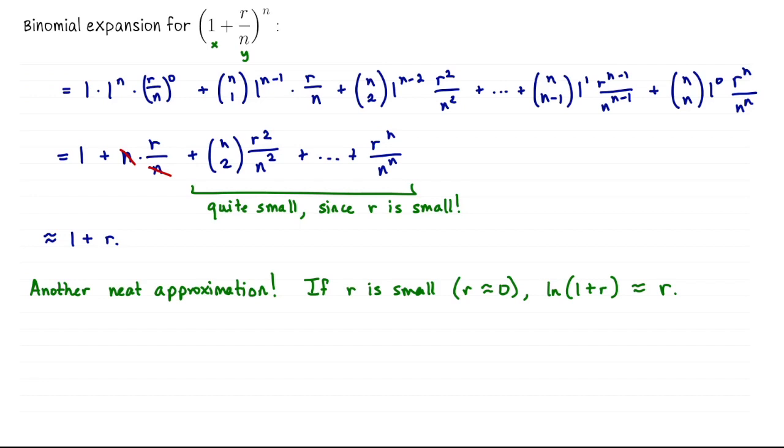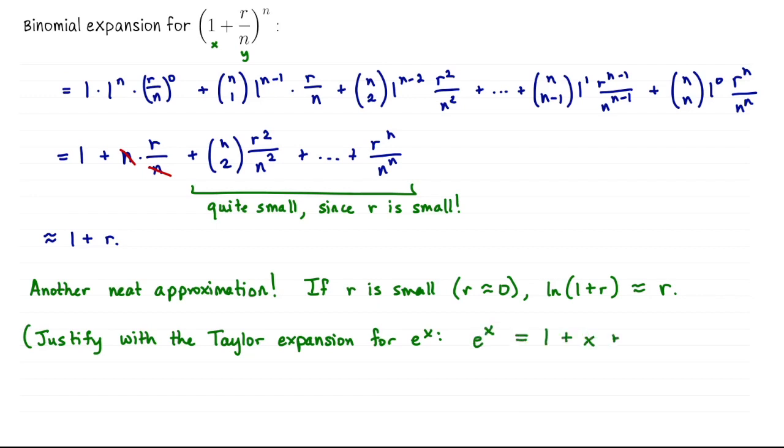If you would like to justify this approximation, you could use Taylor expansion. You could use the Taylor expansion for natural log, but that one's a little bit harder to remember. I like to use the Taylor expansion for e to the x. The Taylor expansion for e to the x is 1 plus x plus x squared divided by 2 factorial plus x cubed divided by 3 factorial, and on and on.